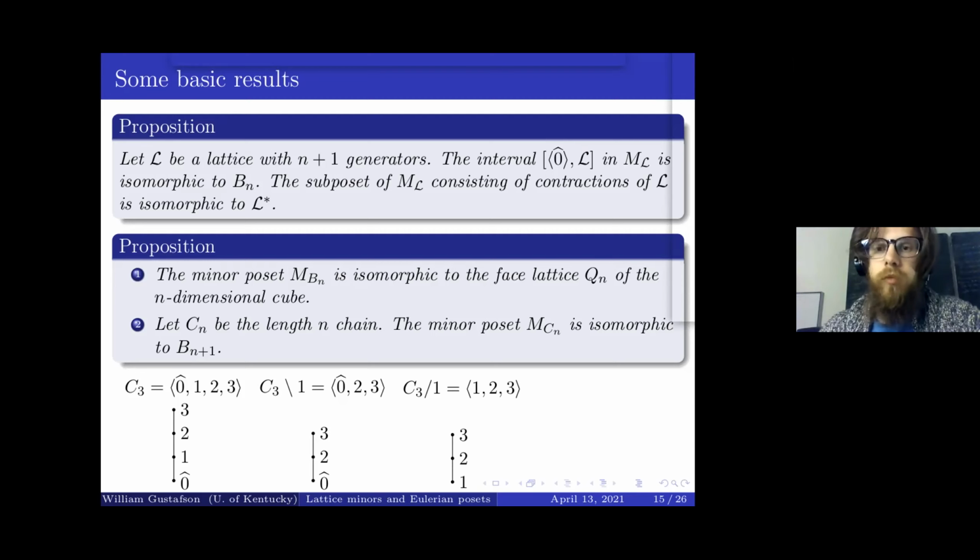Okay, but maybe that's useful for identifying these, because minor posets always have to contain a large Boolean algebra here, and in particular, you have to have at least n coatoms if you have n+1 generators.